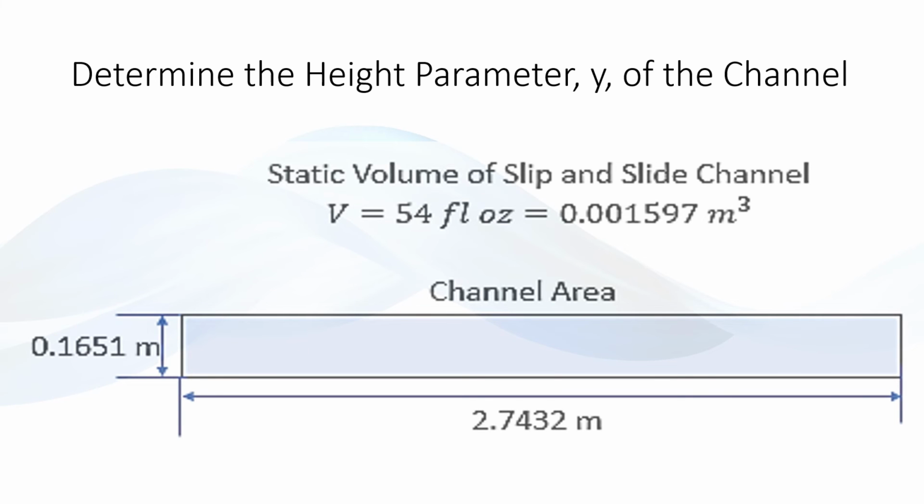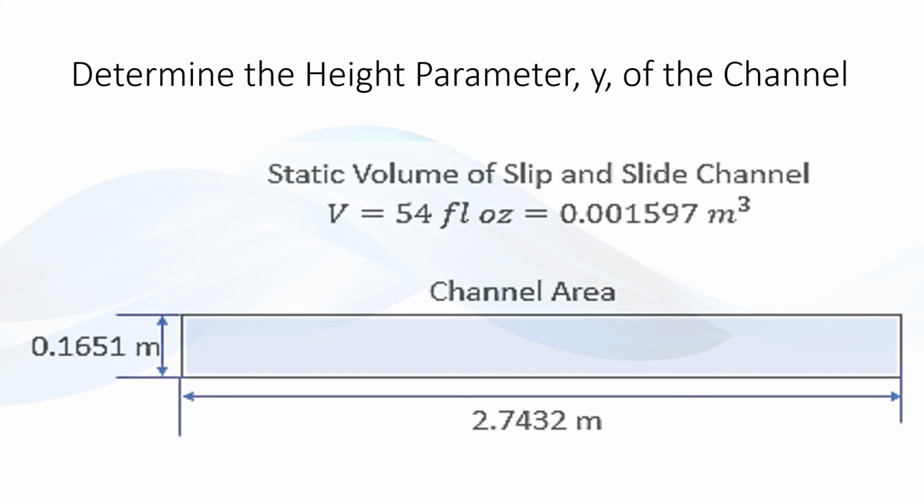Another parameter that we need to determine is the height parameter of the channel. I did not measure this with a depth gauge, and a ruler could have been used but wasn't. However, we know the area of the static body of water covered in the channel, and we know the volume of the water in the channel, so we can determine the height from those relations. We'll find the height of the channel in the static flow situation.